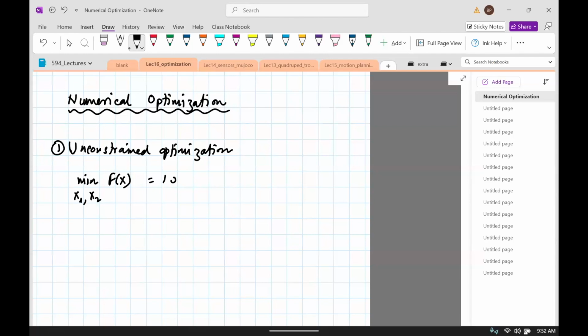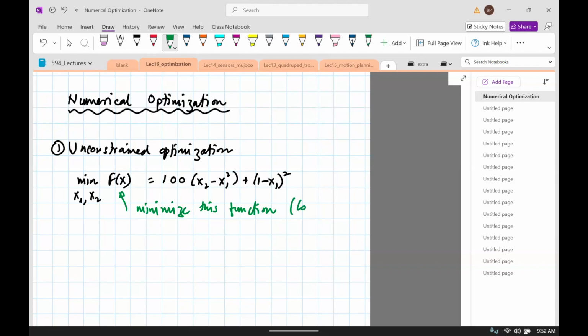I'll write it down as 100 (x2 minus x1 square) square plus (1 minus x1) square. Okay, so this is some function, and we want to minimize this function. It's also sometimes known as a cost.